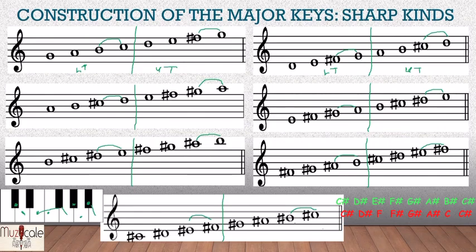Now we have B sharp and C sharp. B sharp is the same thing as C, right? And straight to C sharp.